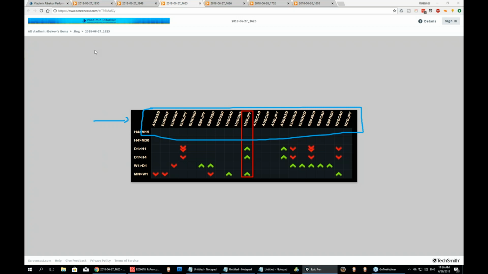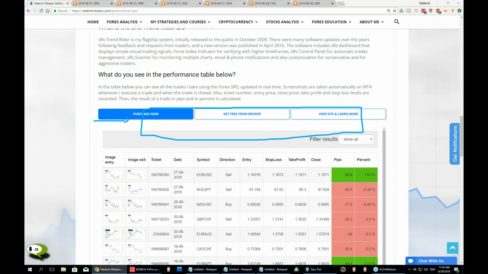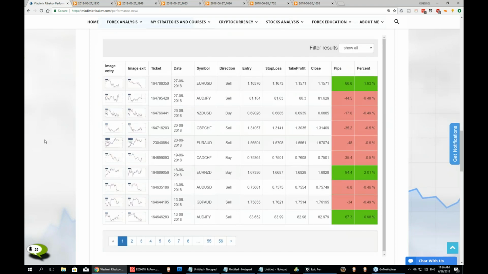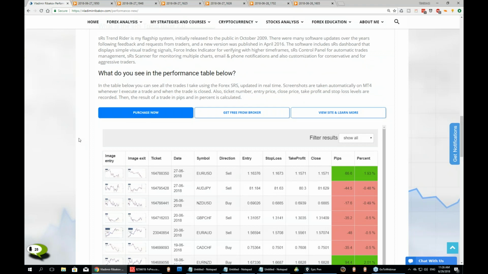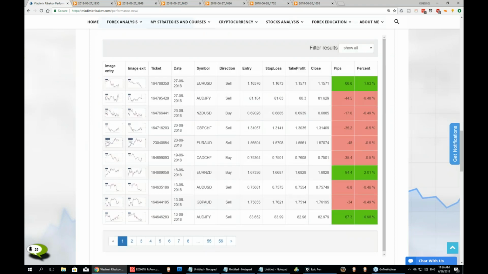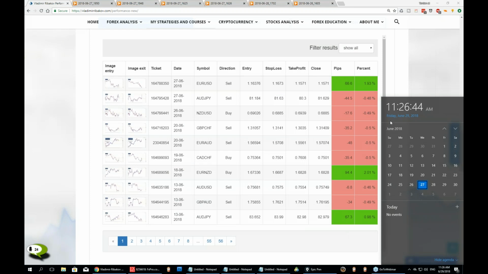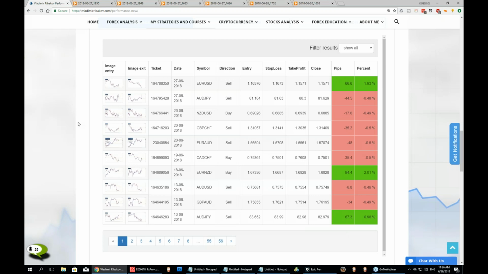Okay, guys. Now let's go back to the other ones. Do we start with Triple B or SRS? Anyway, let's start with SRS. The week began on the, was that 25th? Okay. So 3 trades here this week.